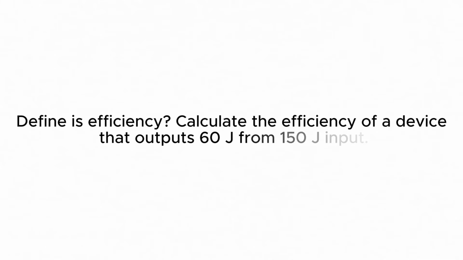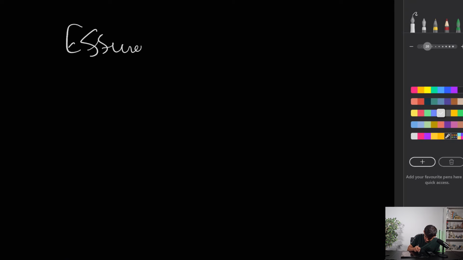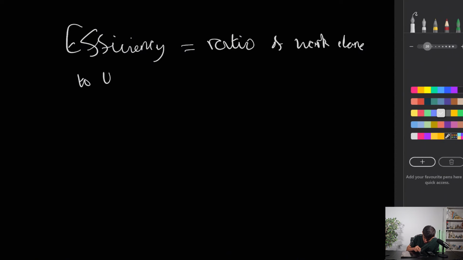The next question asks us to define efficiency and also calculate the efficiency of a device that outputs 60 joules from 150 joules input. Okay, so first of all, we'll define what efficiency is. Efficiency is just the ratio of work done to the total energy input. So efficiency equals the ratio of work done to the total energy input.